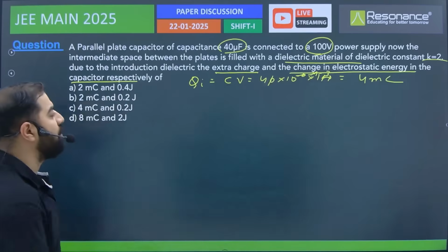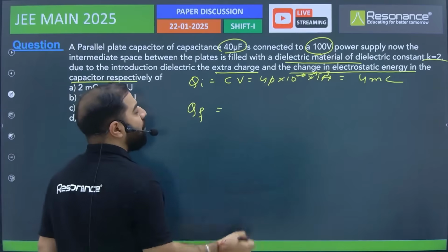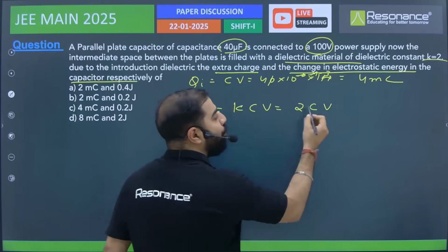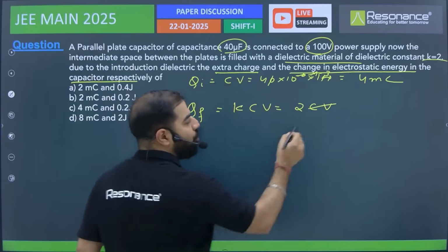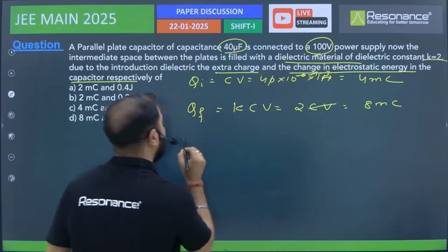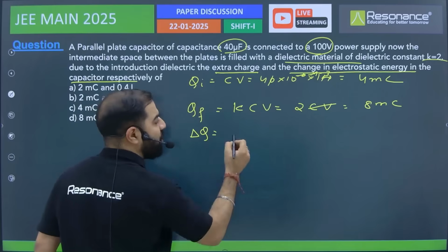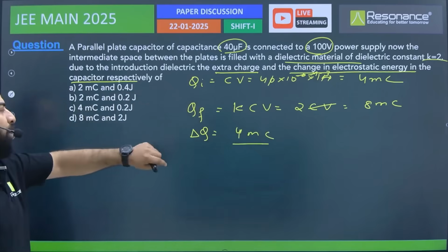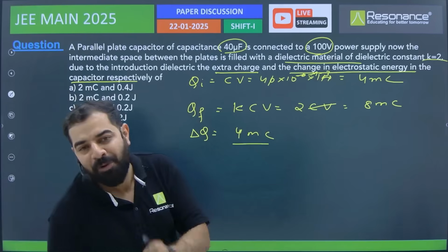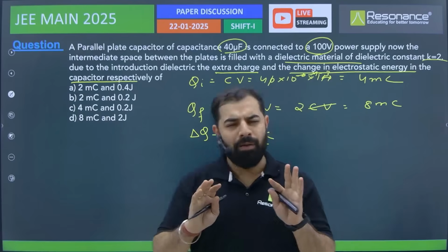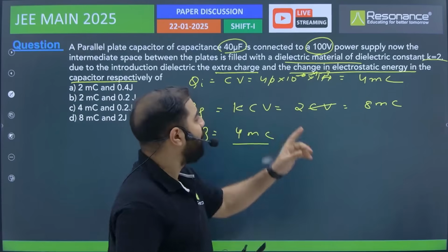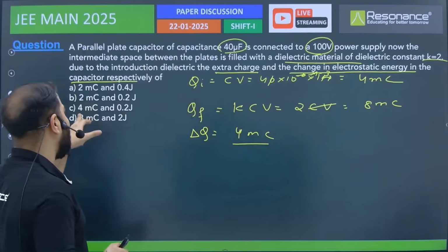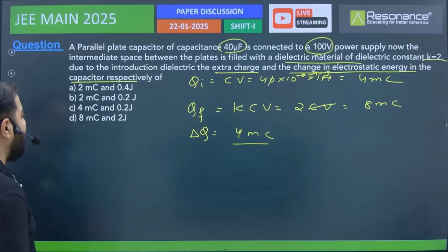That's the initial charge. The final charge is K times CV. K is 2, so 2 CV. We know the value of CV is 4, so 2 into 4 is 8 millicoulombs. So the change in charge is QF minus QI, which is 8 minus 4, which is 4 millicoulomb. By seeing this answer, 4 millicoulomb, there is only one option with 4 millicoulomb, which is option C. But still, if we want to solve the second part, the electrostatic energy, we can solve it. But by seeing this, we already realized that the answer is option C.